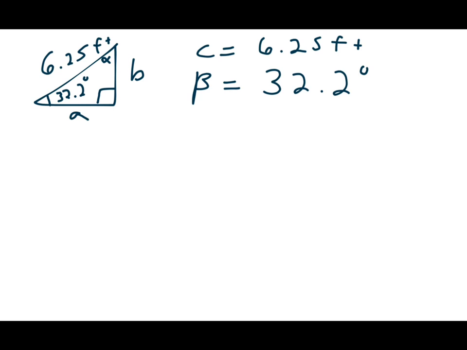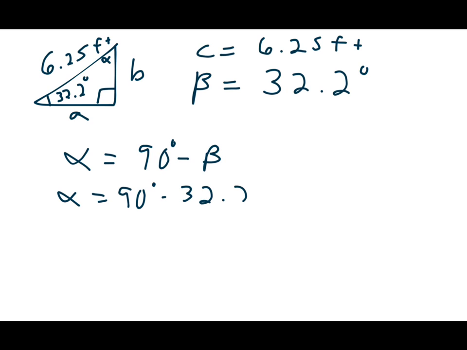Okay, so when we do that, let's figure out all the other pieces. Let's first figure out alpha. Alpha is going to be 90 degrees minus beta, which is 90 degrees minus 32.2, which gives me alpha to be 57.8 degrees. Okay? So there is the other angle measure. Now, how do we find the side lengths? Well, we've got to use our trig functions to figure those out.